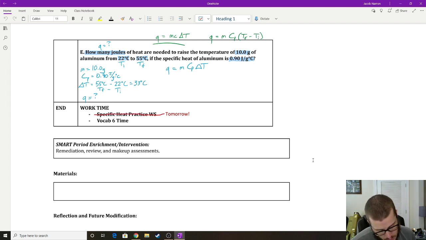All right, so now I just got to plug everything in. I don't need to rearrange it. Q is what I'm looking for, so that's nice. No algebra needed here.